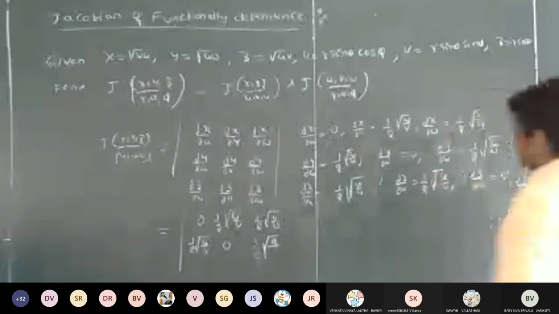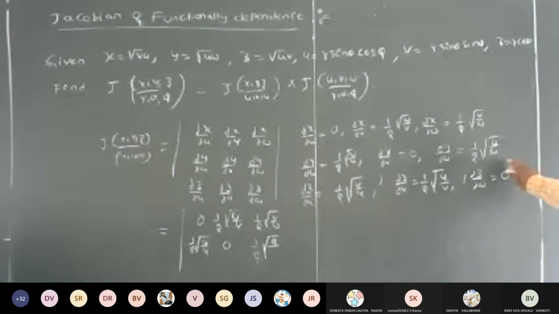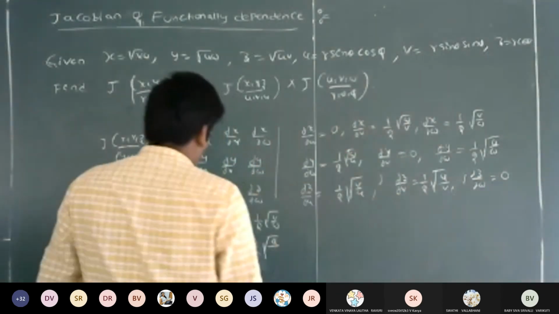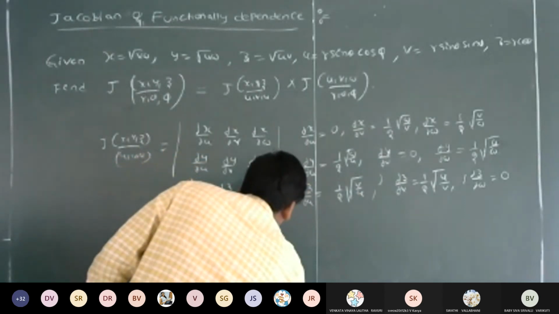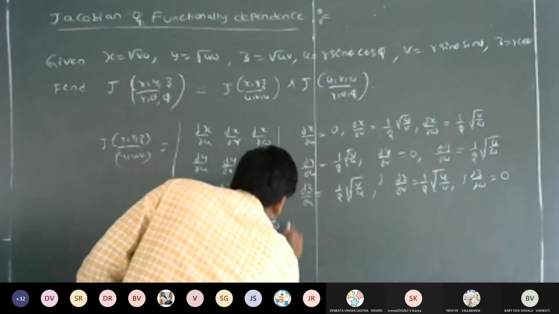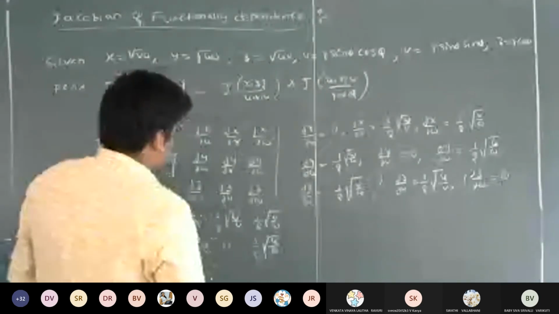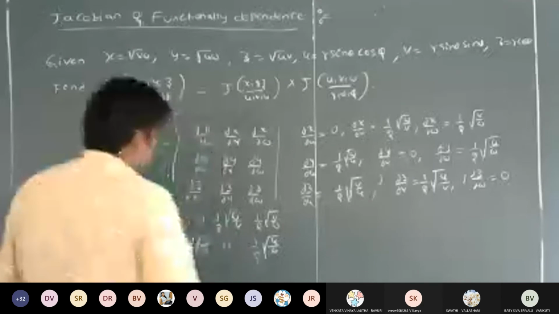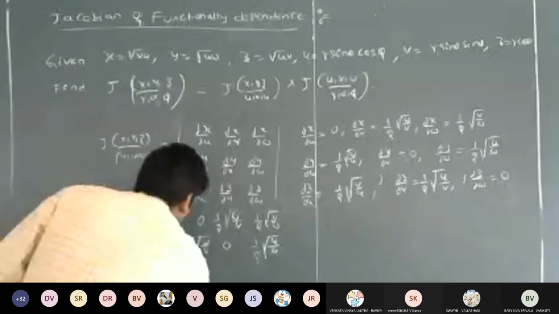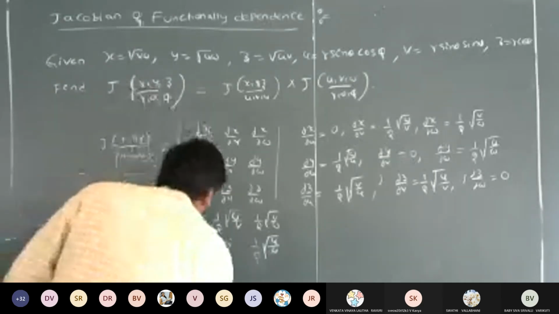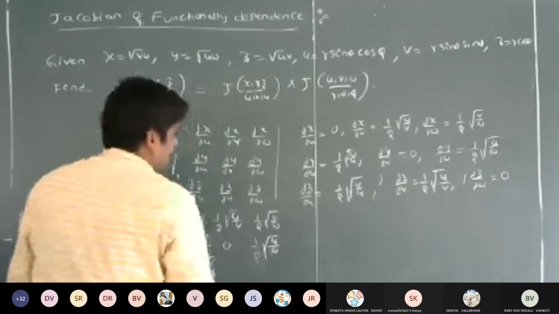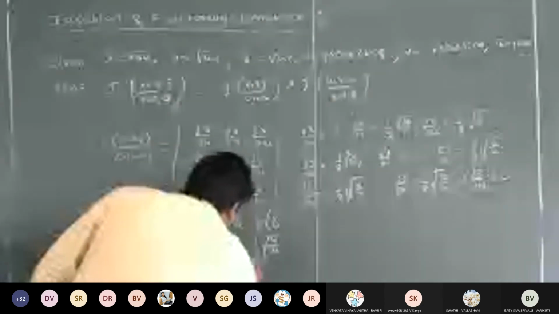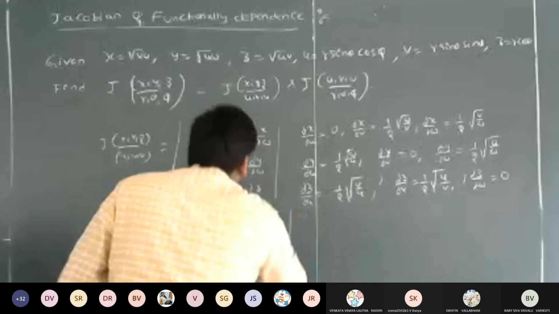I think here also, yes ma'am, is it correct? ∂y/∂w is root u by 2w. What is the first value? Root w by u. Next, the last one: 1 by 2 into root v by u. Next one, 1 by 2 into root u by v. So this is 0.